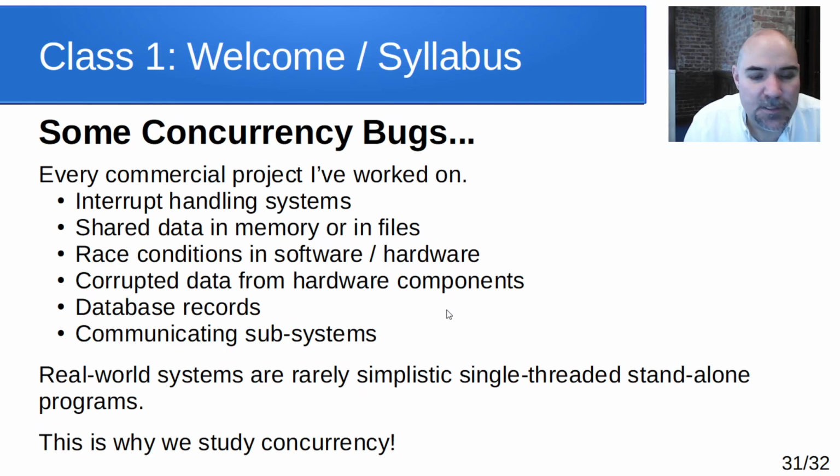Communication subsystems or communicating subsystems where they have to talk to each other. You have two pieces of code in different places that have to communicate with each other, like a wireless system. So real world systems are rarely simplistic, single-threaded, standalone programs like you've written for a lot of your labs in your academic career. A lot of times it's multiple systems working together, like a cloud-based system or an embedded system or a network-based system, network game.